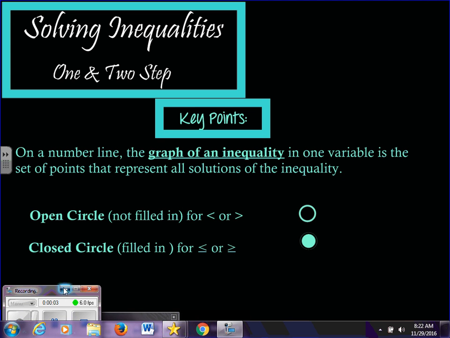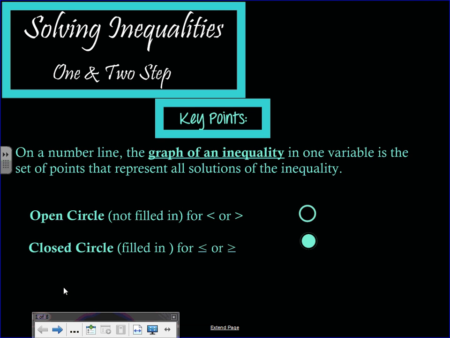Hello, today I'm going to show you guys how to solve inequalities, both one and two steps. So please take a moment to write the title and actually everything on this page for me. Some key points I want to point out to you is inequalities, we can graph them. So not only are we going to solve them and write them, we're also going to take the time to graph the inequalities. And they represent a set of points that are solutions to the inequality.